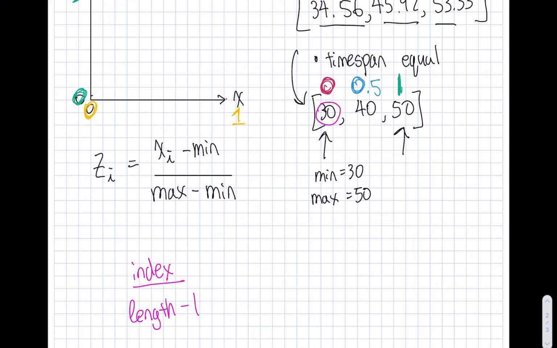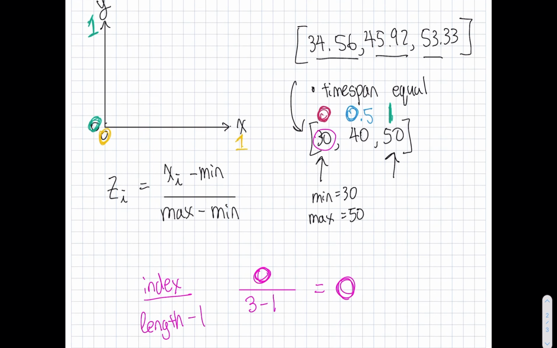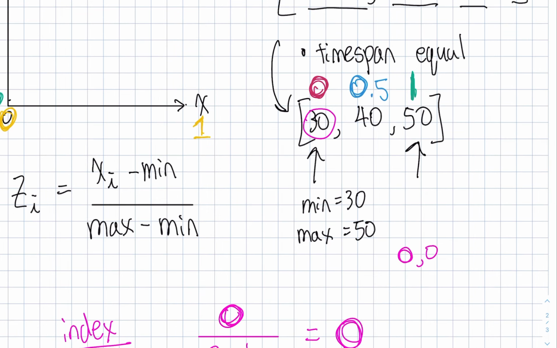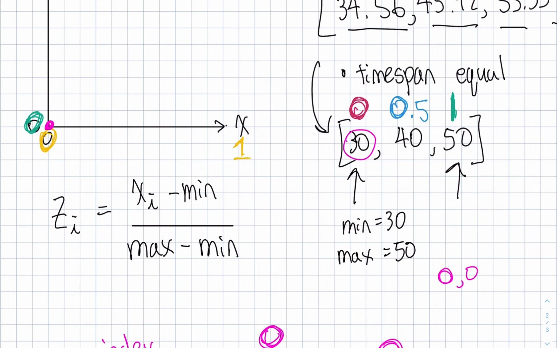So 30 is at index 0, right? Because with arrays, you start counting from 0, 1, then 2. So let's write 0 on top, divided by our length. Our length is going to be 3, because our array has 3 elements. So we do 3 minus 1. And we know anything with 0 as the numerator is always going to be 0. So 30 is going to be at 0, 0. Let's plot that there.